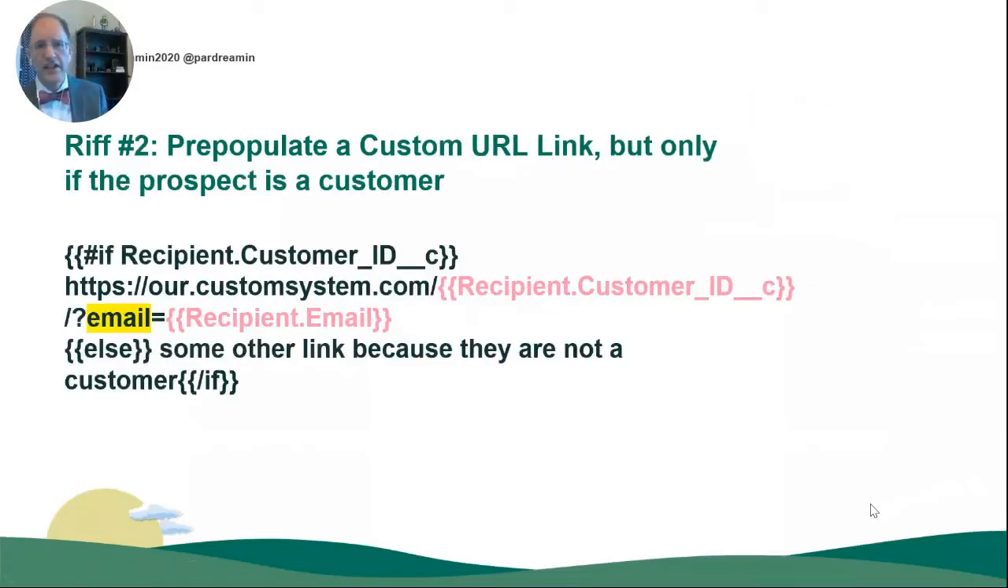So here's another riff on this: populate a custom URL link, but only if the prospect is a customer. Again, I had a client with a customer ID that they wanted to populate, and that was part of a custom URL that was special to that particular customer. So in this case, if they were already a customer, it showed them a link with their special URL where the customer ID was part of the URL itself, and it pre-filled their email for the login. And if they were not a customer, it showed them some other link because they weren't a customer. So again, it won't show them something that's broken. If it's not populated as customer, you just show them some other content, or don't show them any content.